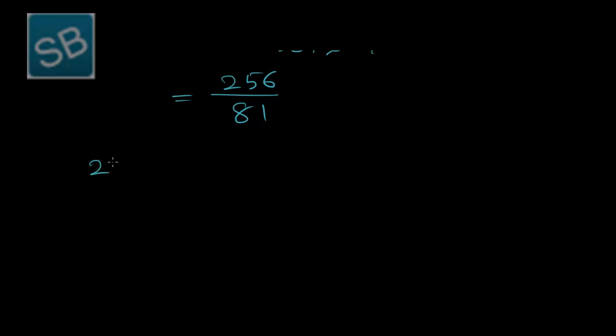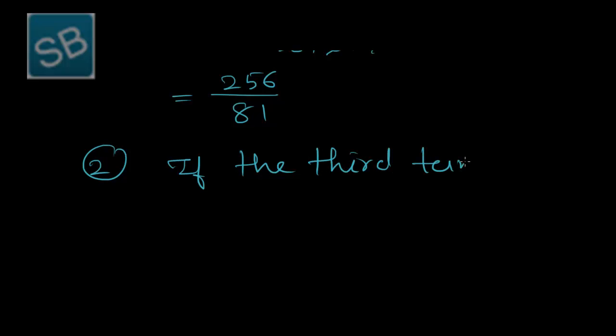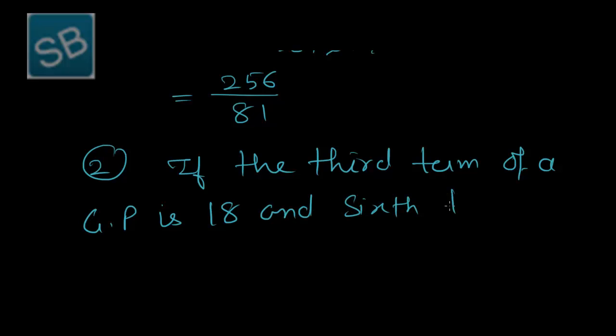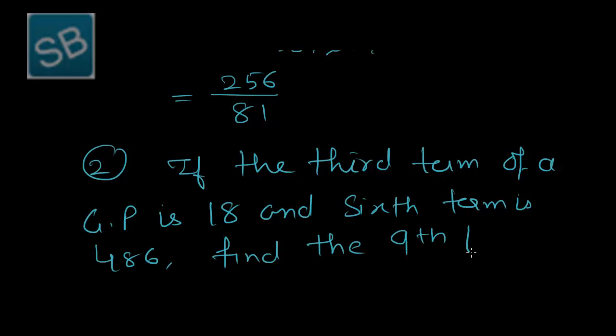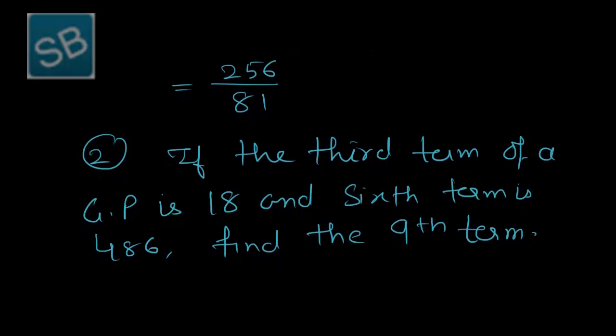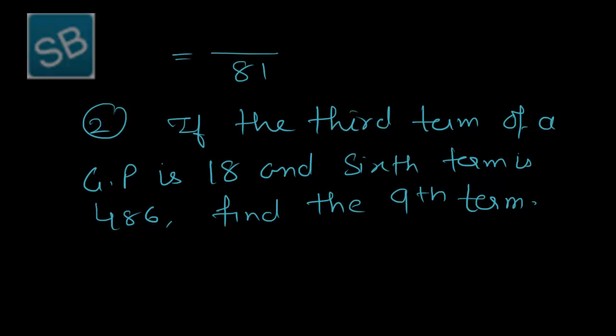Now the next problem is: if the third term of a GP is 18 and the sixth term is 486, find the ninth term. Now we have to find the ninth term on the basis of the given conditions.